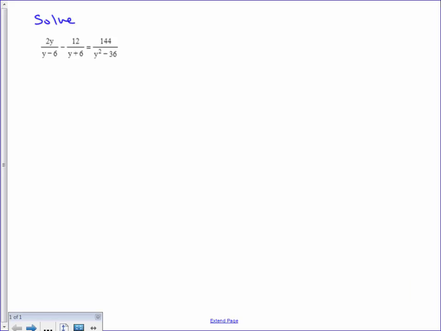Here we have been asked to solve this rational equation. The first thing we need to notice is that not all of our denominators are in factored form. The y squared minus 36 is a difference of squares, and it will factor as y plus 6 and y minus 6.